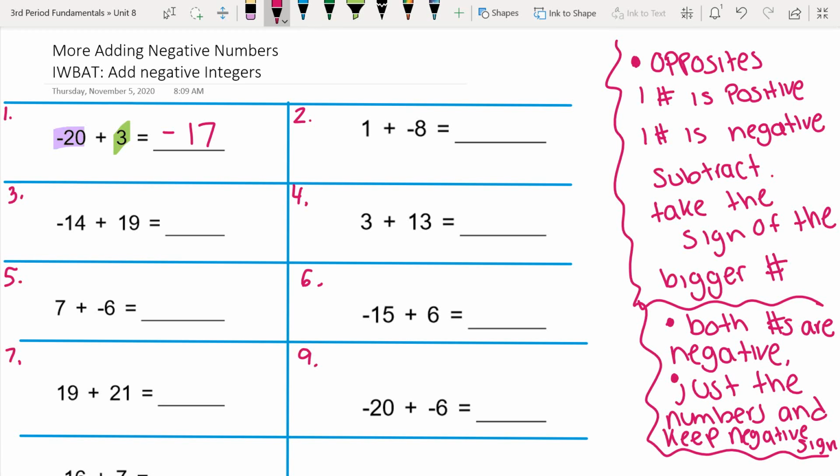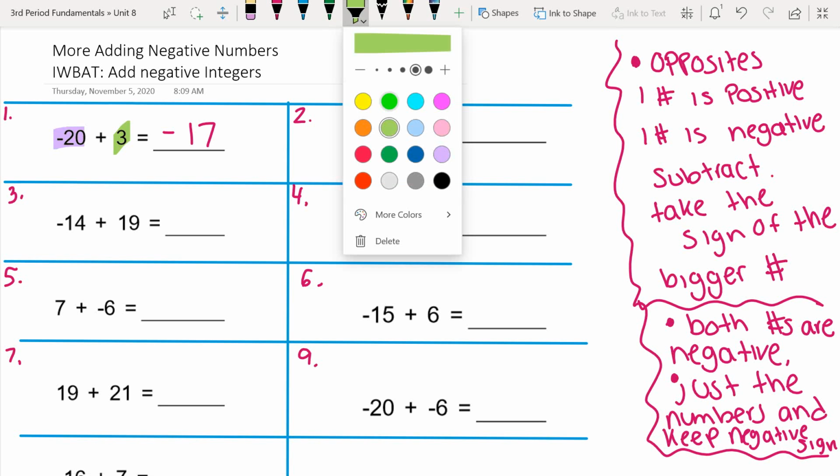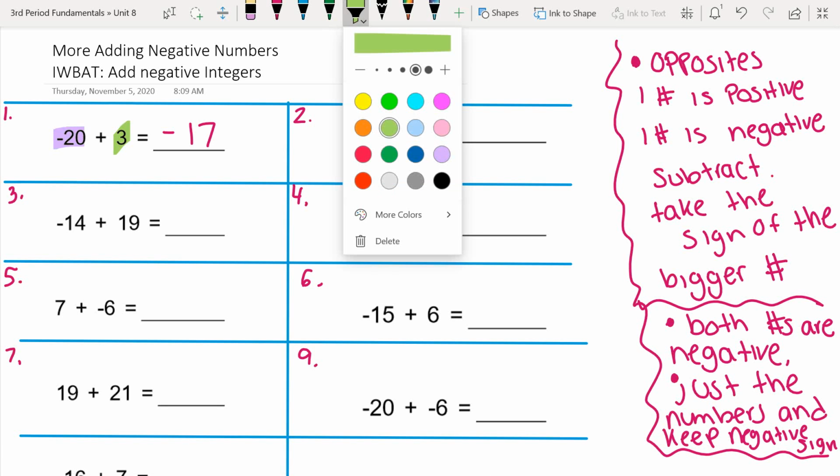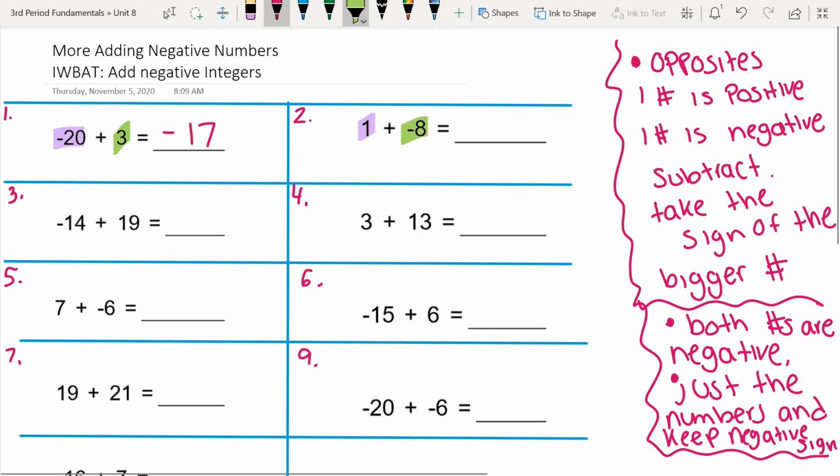Question 2. 1 plus negative 8. So I'm going to highlight because it just helps me. First number is a normal positive 1. Second number is just a negative 8. So they're opposites. I have a positive and I have a negative. So I just subtract like I normally would. What I mean is I'll just take the small number away from the big number. So 8 minus 1 is 7.